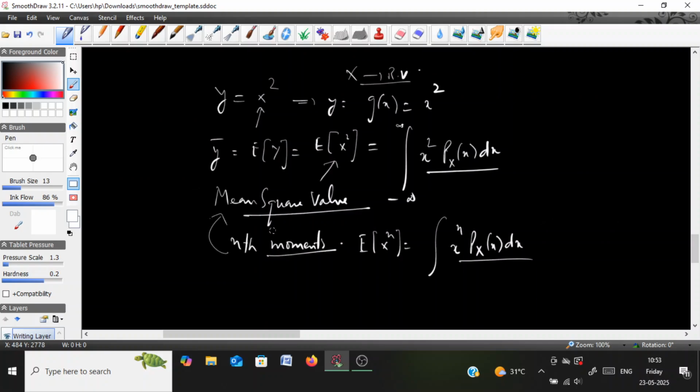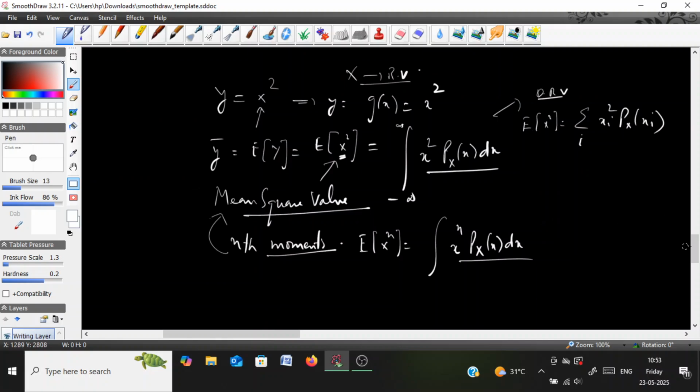For the discrete case, for discrete random variables, E of x square will be simply the summation of xi square into px of xi, summed over i. So you are basically finding the square of the values and then finding its mean. That is what the mean square is.